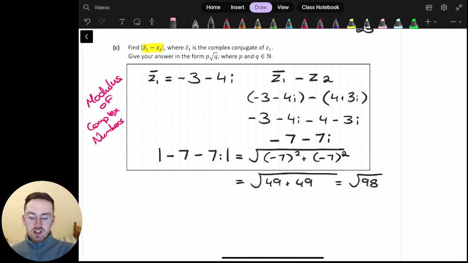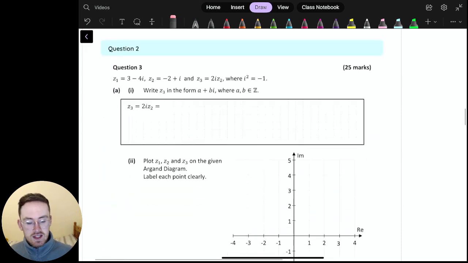Obviously from the question here, we can use our calculator at this point to break that down a little bit further so that we don't write it as the square root. So let me see with the calculator. The square root of 98 is going to give us 7 root 2. So that'll be our answer for that one. Perfect. Let's look at the next question.